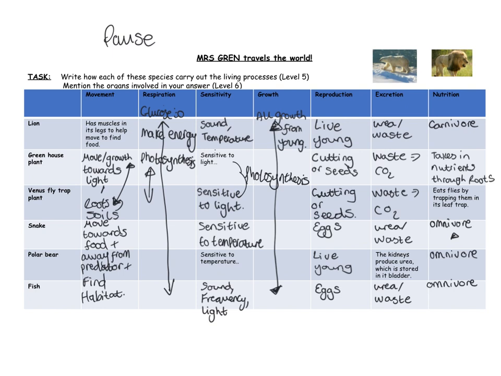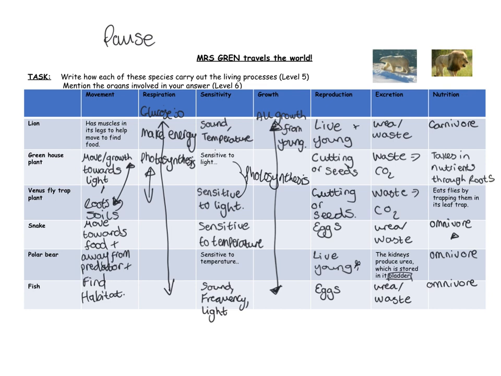Reproduction: lions and polar bears will produce live young. Snakes and fish will release hundreds of eggs, and that's how they reproduce. Venus flytraps and greenhouse plants either produce seeds or you can take cuttings of them to grow and reproduce. All of them release waste. Lions and polar bears must have the most complex reproductive systems, and that's where you could use an organ like the bladder.